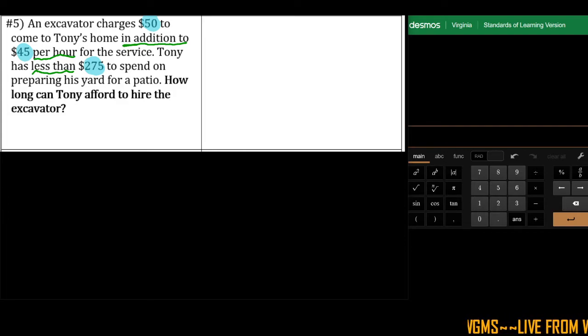So now we are going to say, all right, our inequality can be set up like this. We would say $45 per hour, so we're going to say times the number of hours, where x is hours, in addition to, so we have plus the $50 original charge. And it says less than, so we need to have strictly less than, because we can't spend that much, but we can spend less than that much. So it's spend less than $275.